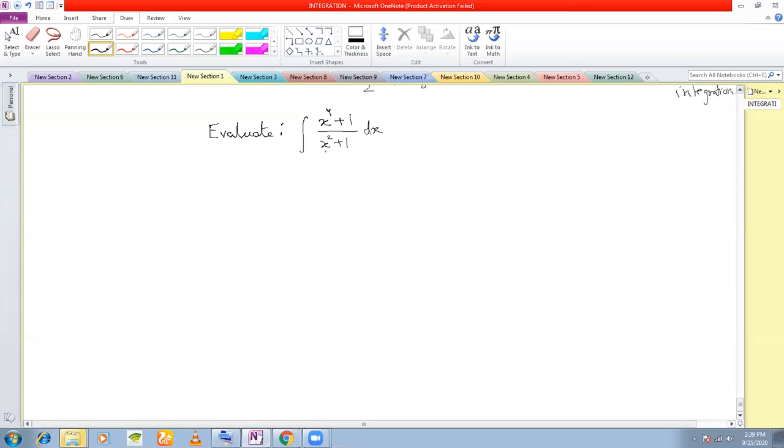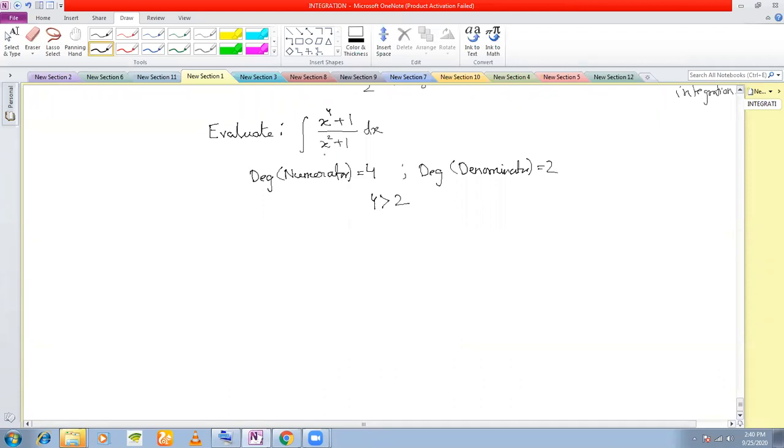Okay. So in this kind of an integral, what is the degree of the numerator? 4. What is the degree of the denominator? 2. What you see here is that the degree of the numerator is actually greater than the degree of the denominator. And both are algebraic expressions.